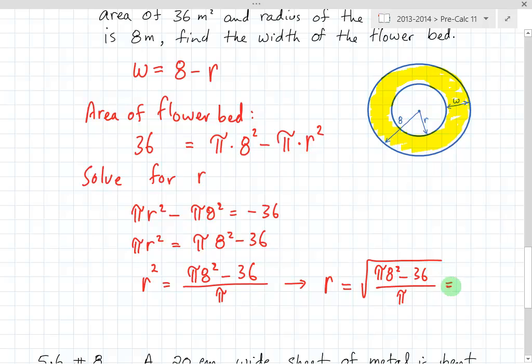This can be calculated. We can punch this into the calculator, and if you punch it into the calculator, we can approximate it. This is about 7.25. Yeah? So r is equal to 7.25. But we want to know what w is. W is 8 minus 7.25, which is equal to 0.75 meters. That's the width of the yellow flower bed. Yeah? Good.